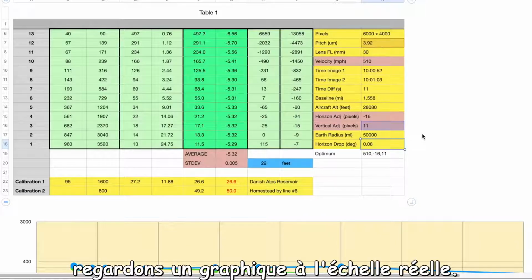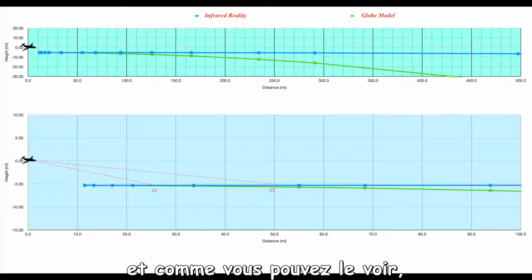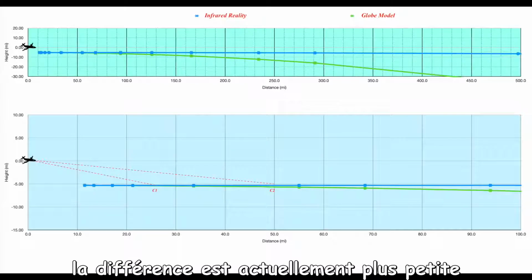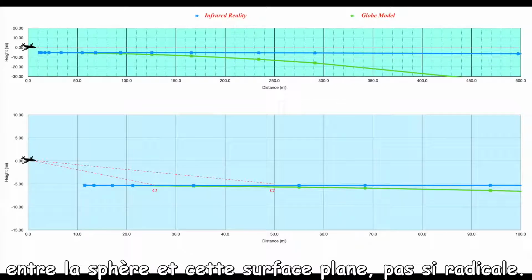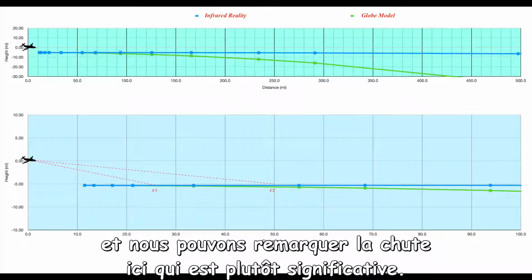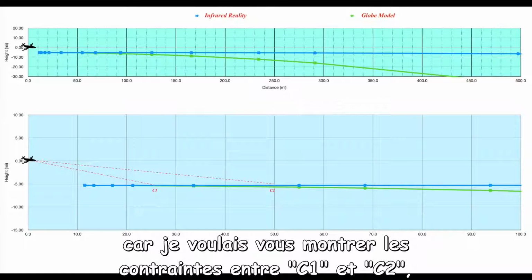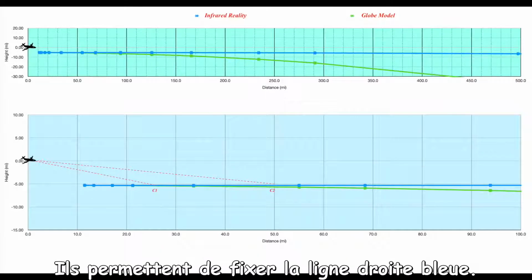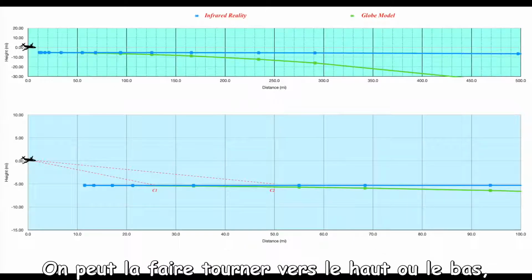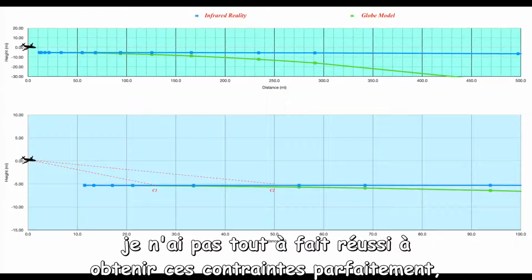Let's have a look at a true scale graph. Now this graph is drawn to scale, and as you can see, the difference is actually much smaller, right, between the globe and this flat surface. Not that drastic. In the top part, we're zoomed out to 500 miles, and we notice the drop there. It becomes quite noticeable. And in the bottom chart, I'm zoomed in because I wanted to show you the constraints, C1 and C2. That's what that meant. And those anchor this straight blue line. We can rotate it down or up, but it's still straight. That's the point here. I didn't quite perfectly get those constraints just right.